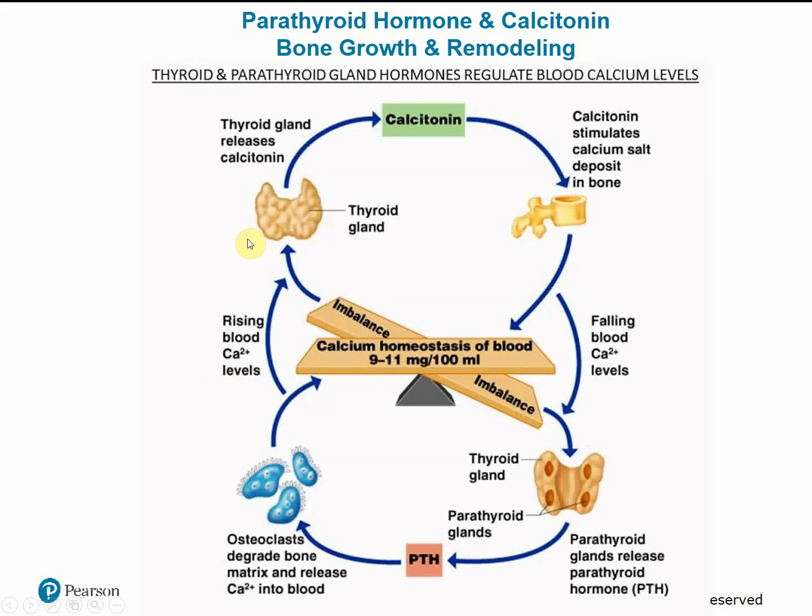So the thyroid gland will release calcitonin, which will stimulate calcium salt deposit in the bone. So it'll stimulate the bones to take up the calcium and to deposit more bone tissue. Right? So we'll return to homeostasis. Vice versa, if we don't have enough calcium, then the parathyroid glands will release parathyroid hormone. So this hormone stimulates osteoclasts, or those breakdown cells, to break down the bone tissue and free up and liberate some of that calcium for the blood.